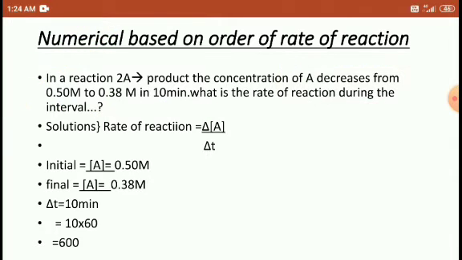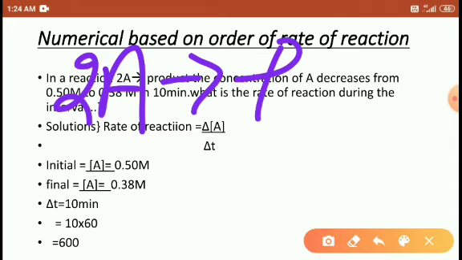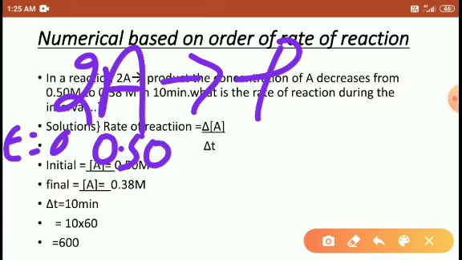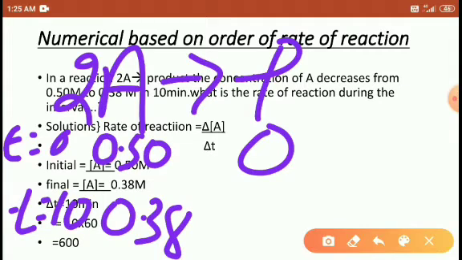So students, here in this reaction the reactant A turns into product. At the time T equal to 0, the concentration of A is 0.50 and product is 0. At the time T equal to 10 minutes, the concentration becomes 0.38. Concentration here decreases.